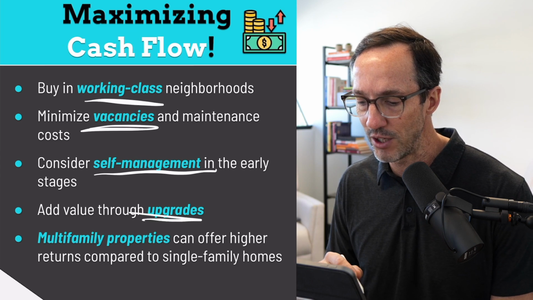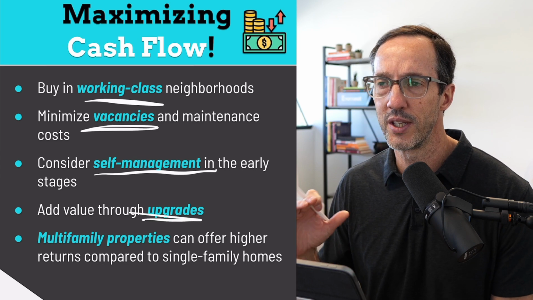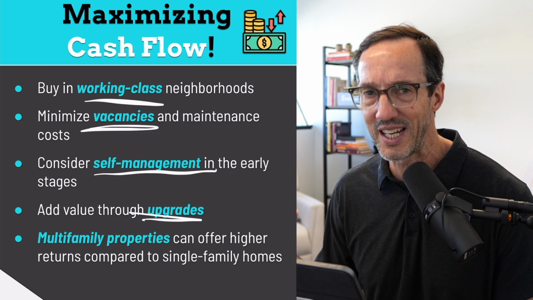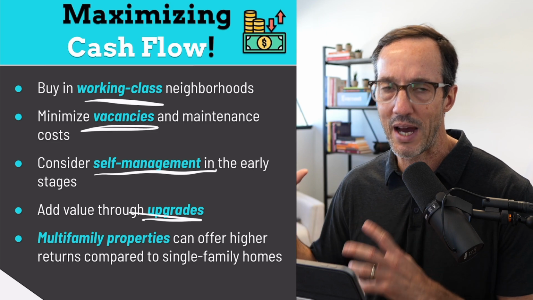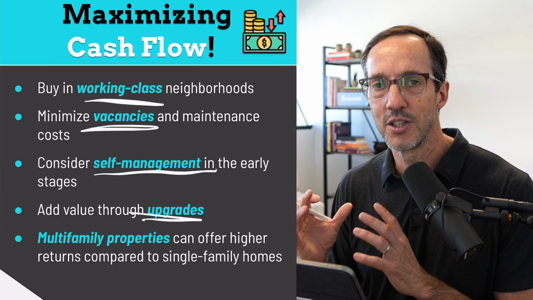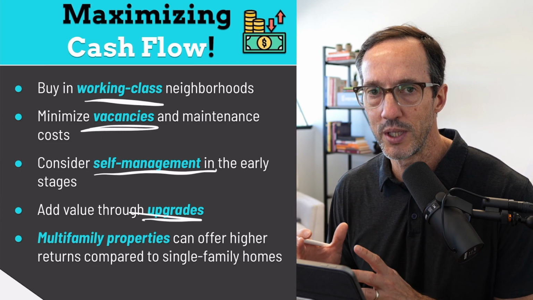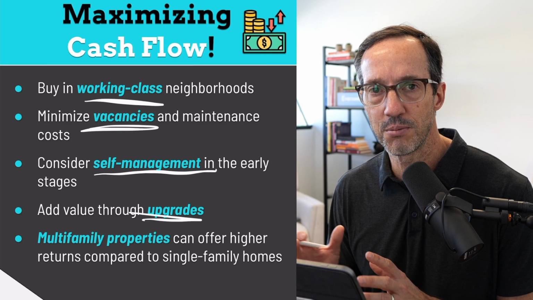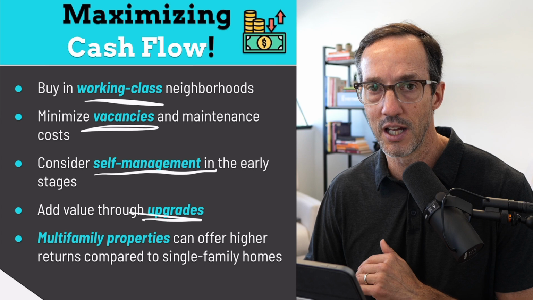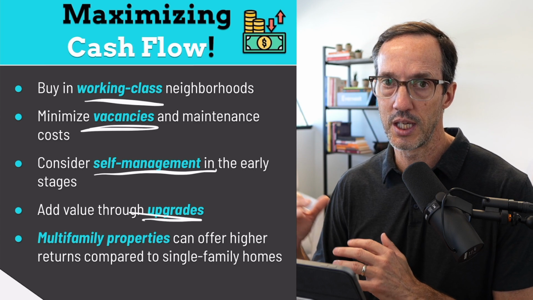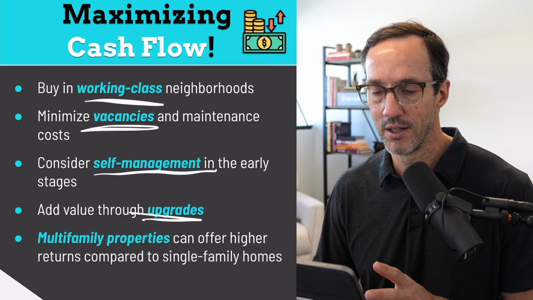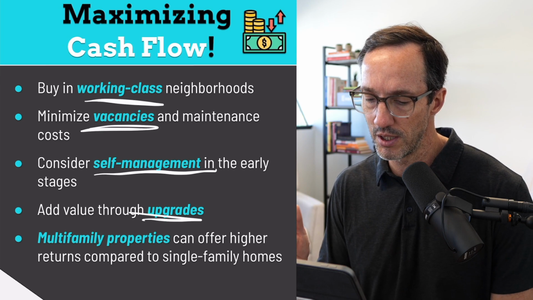You want to add value through upgrades. The thing you want to be careful of in these C-class neighborhoods is not to go overboard. You don't have to put granite in every place. You don't have to rip out cabinets and put in brand new cabinets and marble and all this stuff. Just do a great rehab. Put in things that are nice, but not too nice. Like, you have to know the market. You're not going to squeeze another $200 a month out of people in a C-class area by putting marble countertops. They don't care. So just know what you're doing when it comes to upgrades.